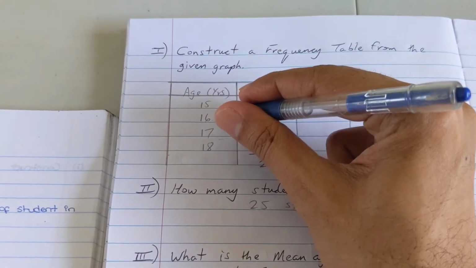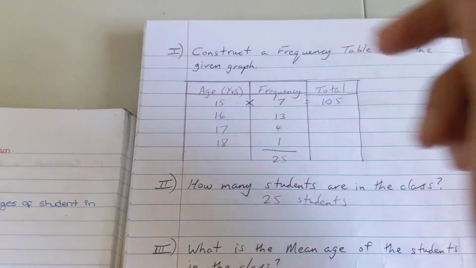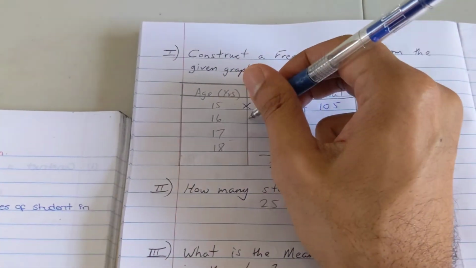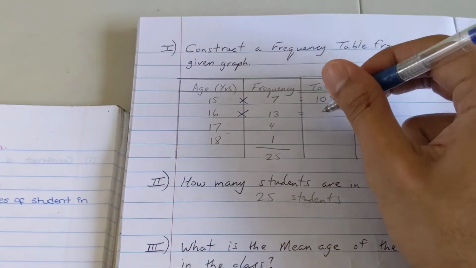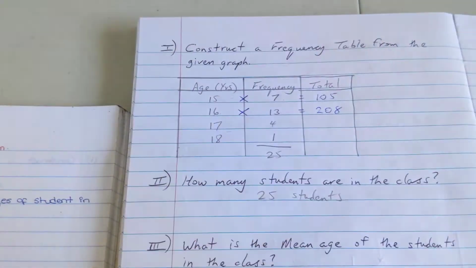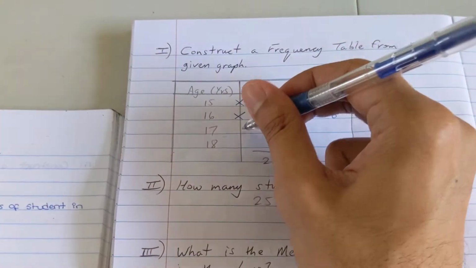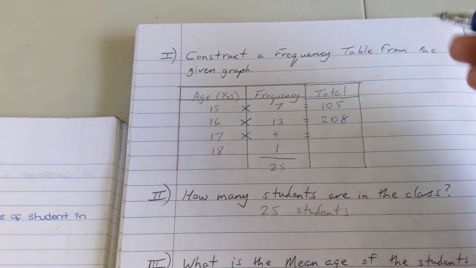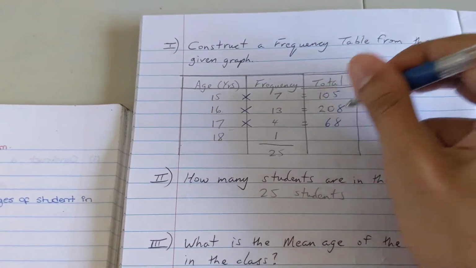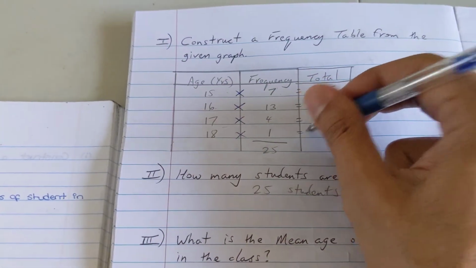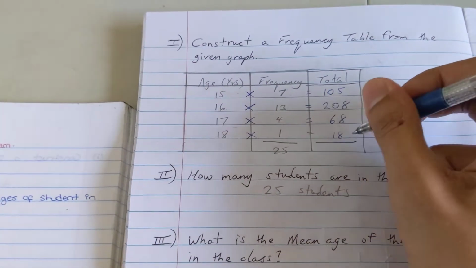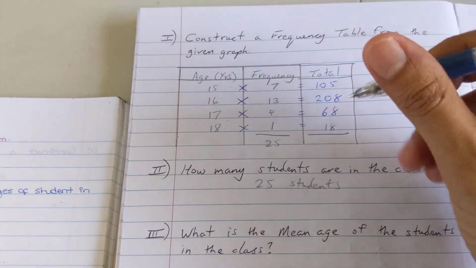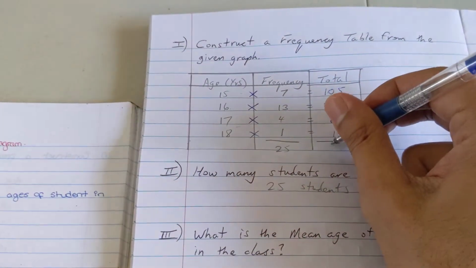I have 13 16-year-olds, so if I was to add up 16 plus 16 plus 16, 13 times, 16 by 13, I'm going to get 208. If I was to add up the 4 17-year-olds, because remember we want to add up all the ages of these 25 children, I'm going to get 68. And 1 18-year-old, easy, 18. I want to add up all these numbers. I think we will get 399.